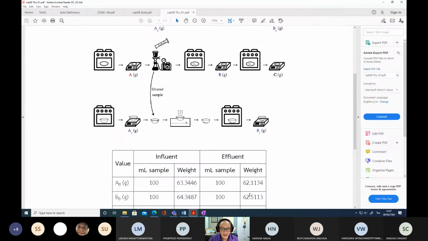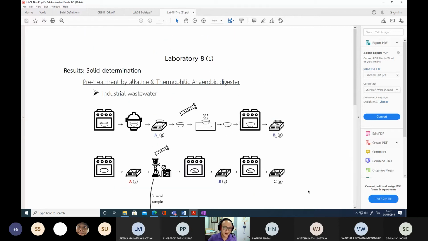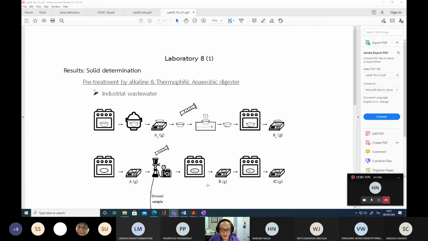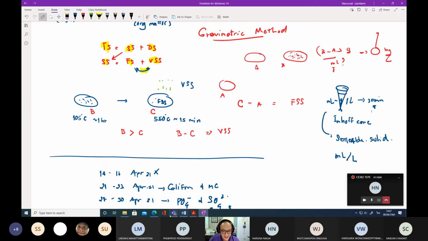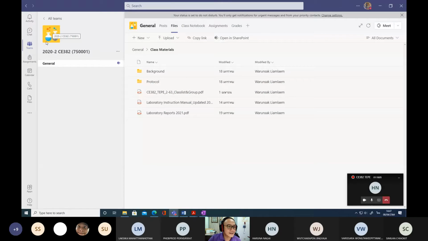So hopefully it is not too complicated for this lab. Okay, that is all for today's lab. As I mentioned last week, we haven't discussed yet the past report results.